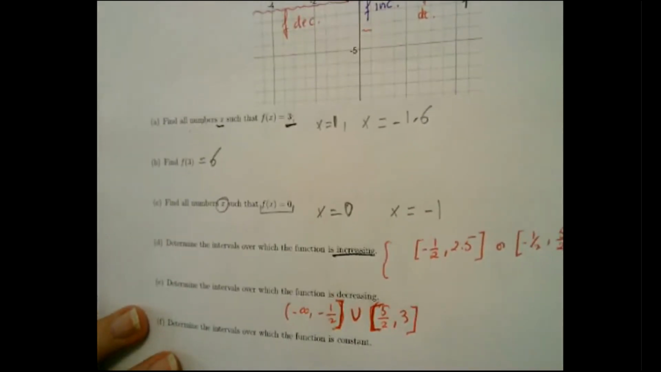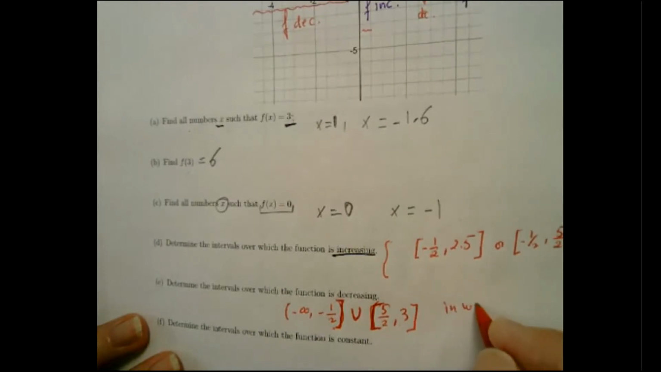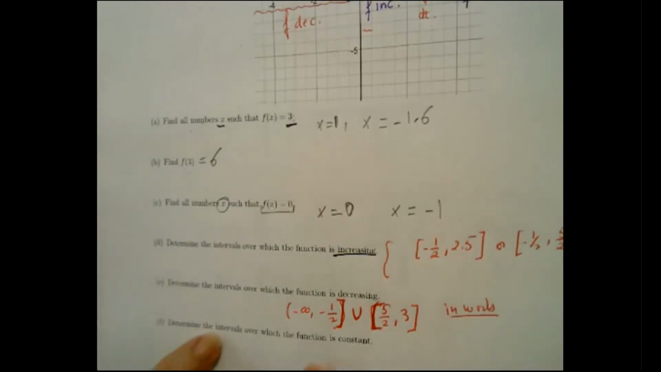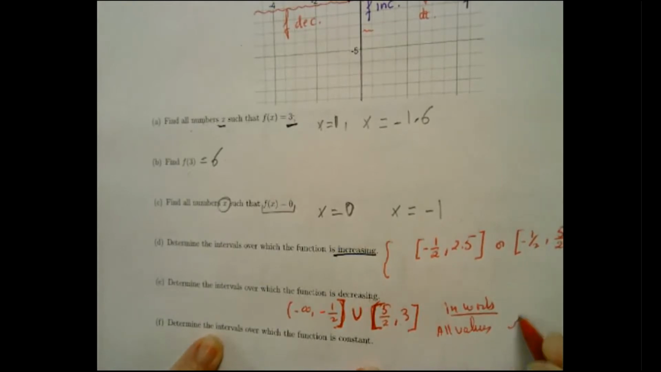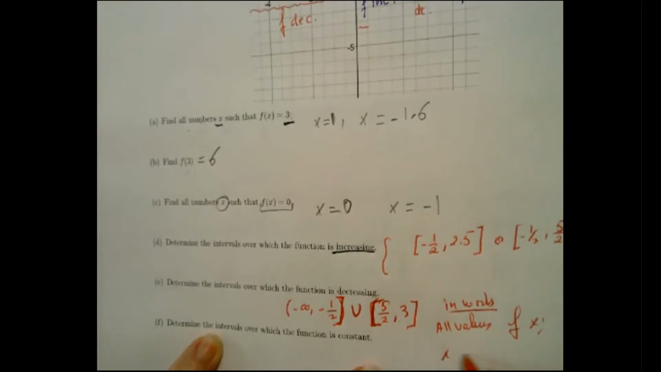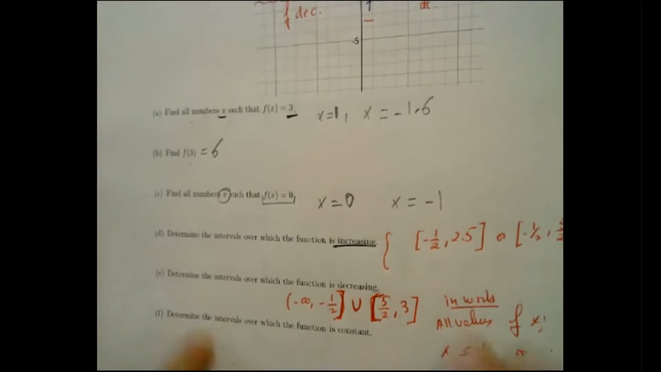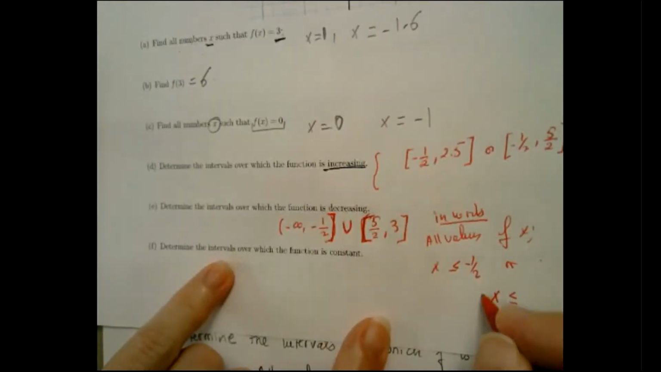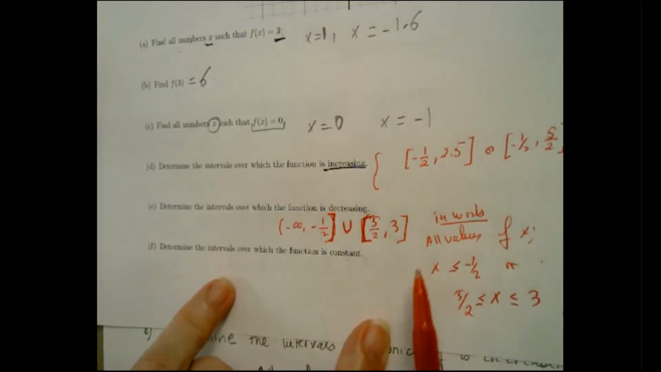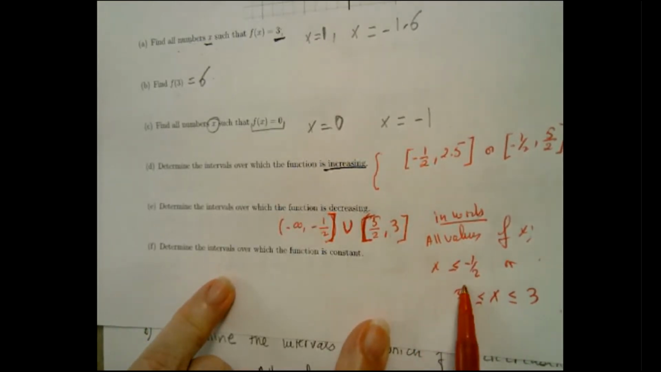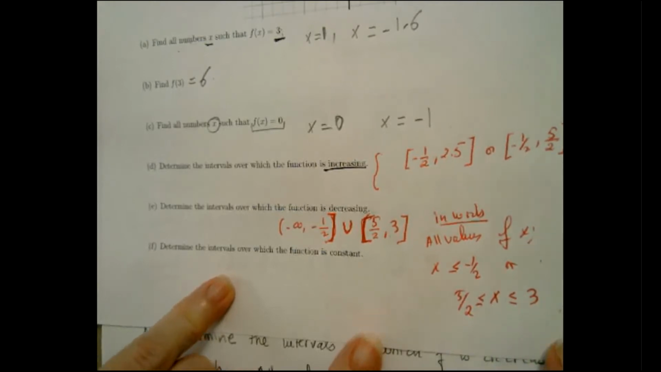Okay? Yes. All right? Or you can tell me in words, if you don't feel comfortable with those notations, but you should. You tell me all values of x such that x less than minus a half or x between 5 halves and 3. So in words, it means all values of x such that x is less than minus a half or x is between 5 halves and 3.